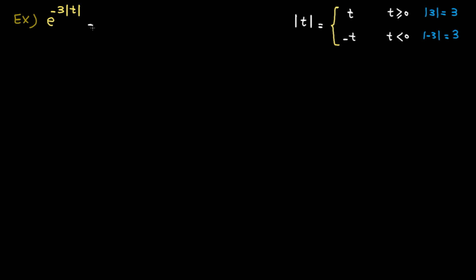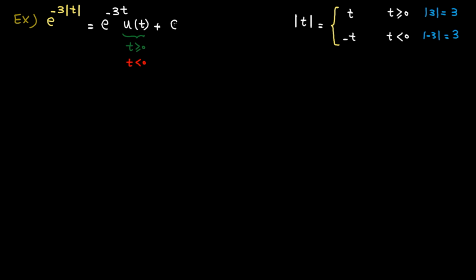So you can write this function as a combination of two terms, one for positive t and one for negative t. When t is positive, we can ignore the absolute value. But I'm saying t is positive, so we need to make sure this term is valid just for positive t. To do so, I'm going to multiply it by u of t. This function is equal to 1 for positive t and it's 0 for negative t.